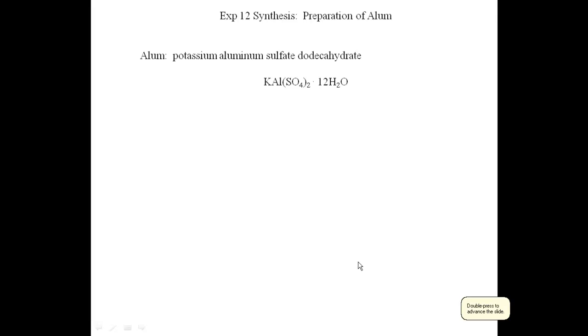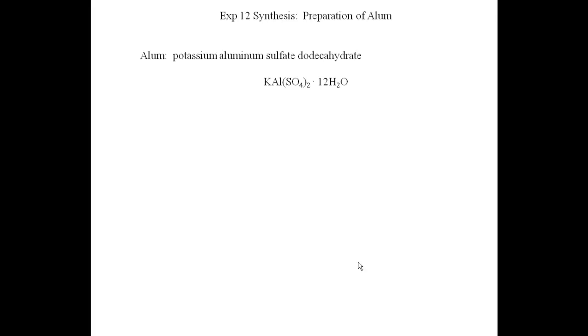Experiment 12, preparation of alum. Alum is a water clarifier, and the actual chemical name for alum is potassium aluminum sulfate dodecahydrate. That's KAl(SO4)2 and then 12 waters in the formula.